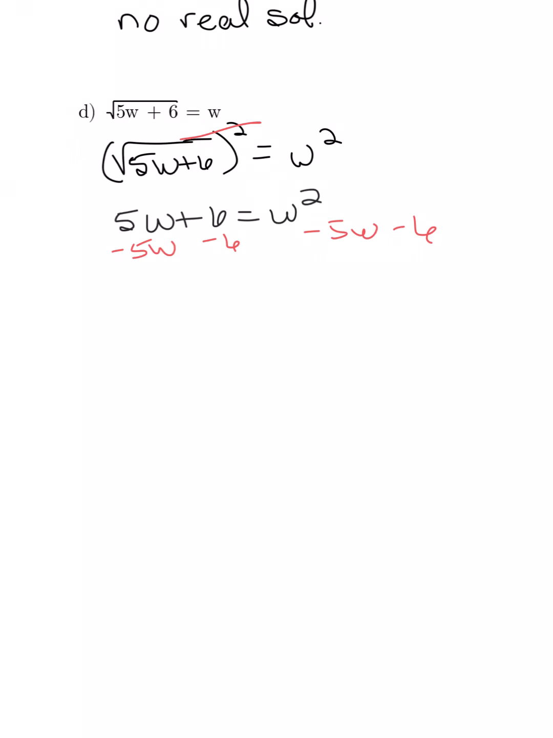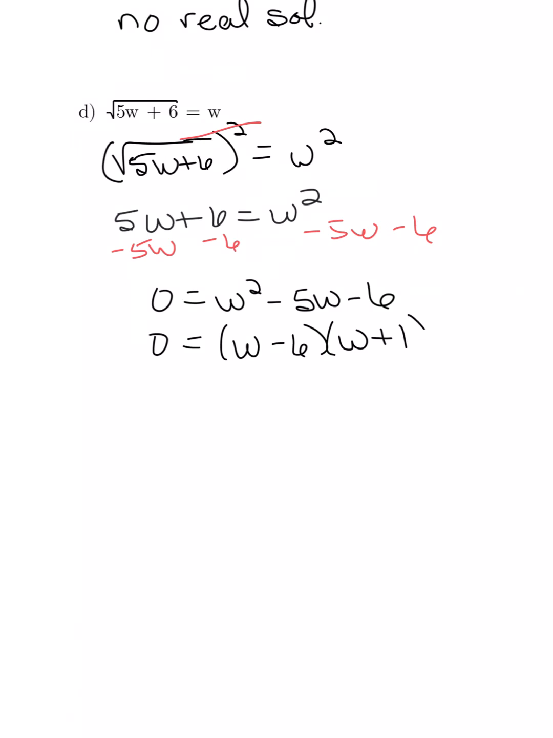This gives us 0 equals w squared minus 5w minus 6. We're going to solve this by factoring. This becomes w minus 6 times w plus 1. Set each of those factors equal to 0, and you get solutions of 6 and negative 1.